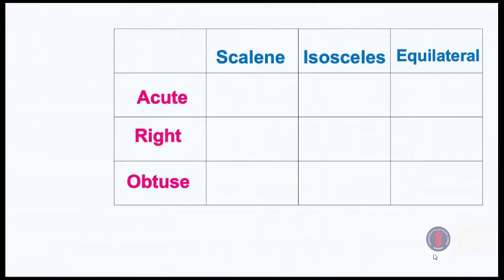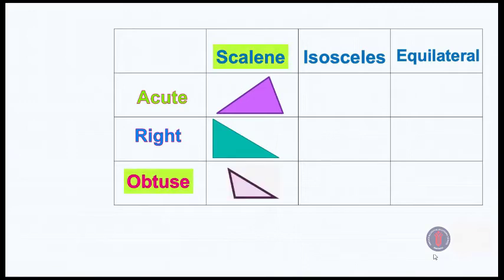In the same way, a scalene triangle can be an acute triangle, like this one. A scalene and right triangle can be like this triangle. Scalene and obtuse can be like these triangles. And in the same way, an isosceles triangle can also be acute like this, or right-angled like this, or also obtuse like this.